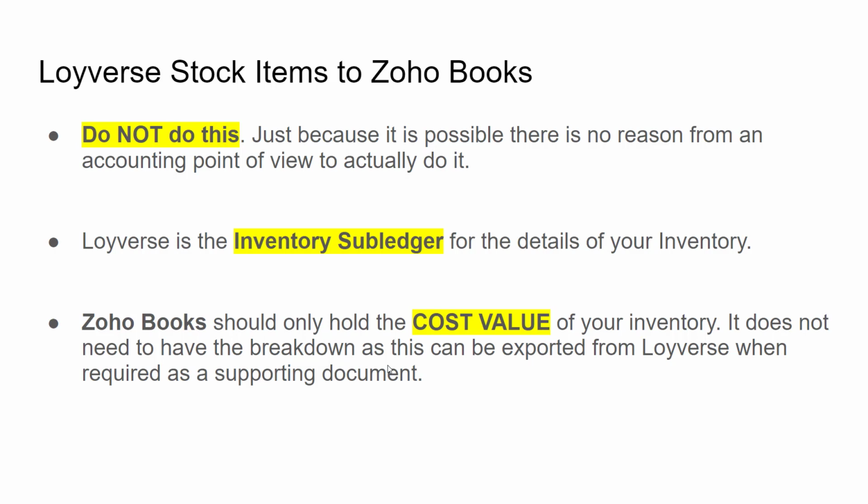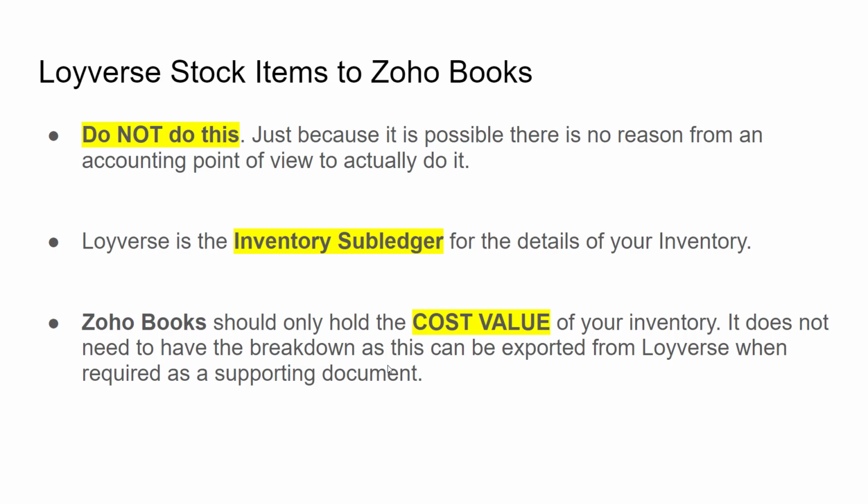Just because it's possible and some integration tools allow these to be integrated, that doesn't mean there's a logical or good reason from an accounting perspective to actually do it. In accounting terms, Loyverse is considered the inventory subledger. So the subledger means that all the details of the control account, or the inventory value, is held in Loyverse, and there's no need to replicate that into Zoho Books.